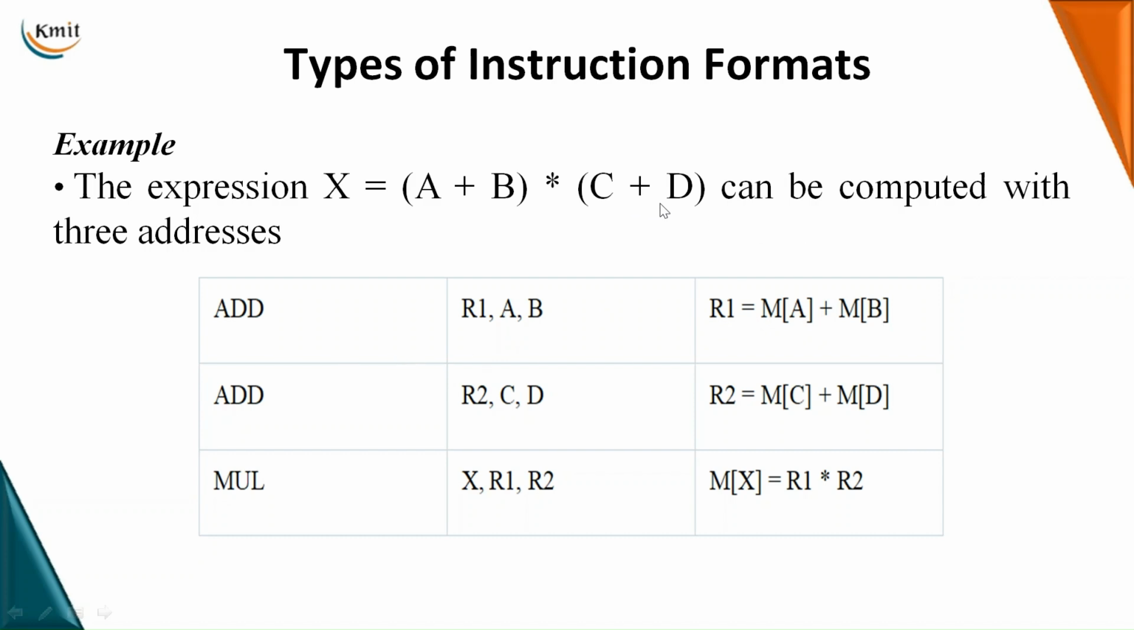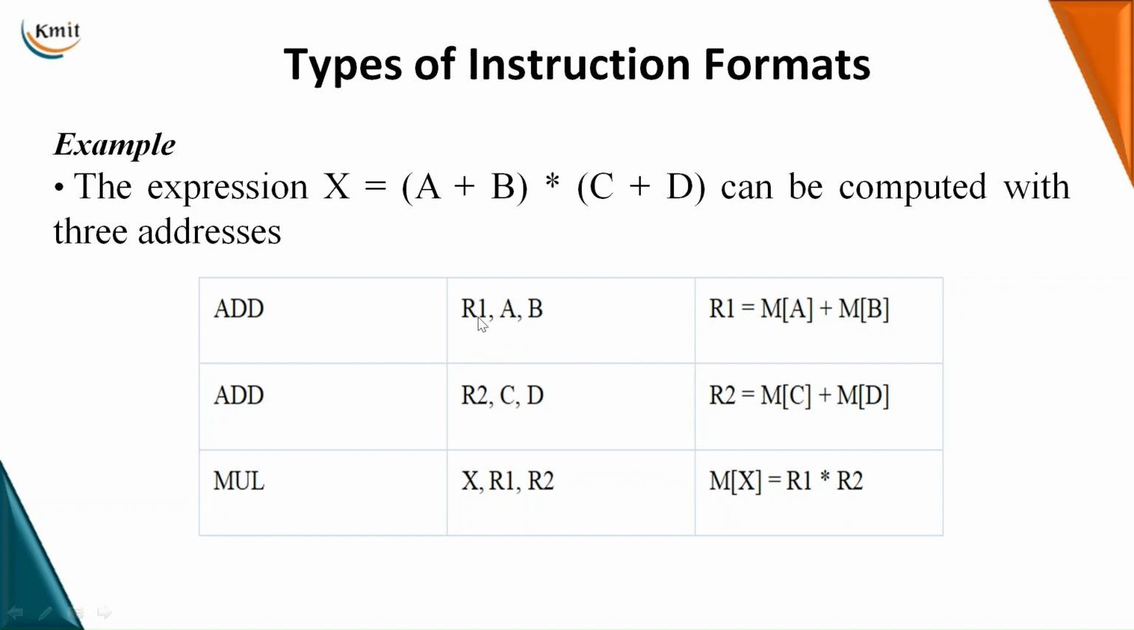Similarly, in the next step you are performing C plus D. Add R2 comma C comma D. It performs an addition of C and D and the result is stored at the destination register R2. Then we are performing a multiplication operation on the contents of R1 and R2. So, mul X comma R1 comma R2. It performs a multiplication operation on the contents of the R1 register and R2 register and the result is stored at a memory location X. So this is how a three address instruction works.